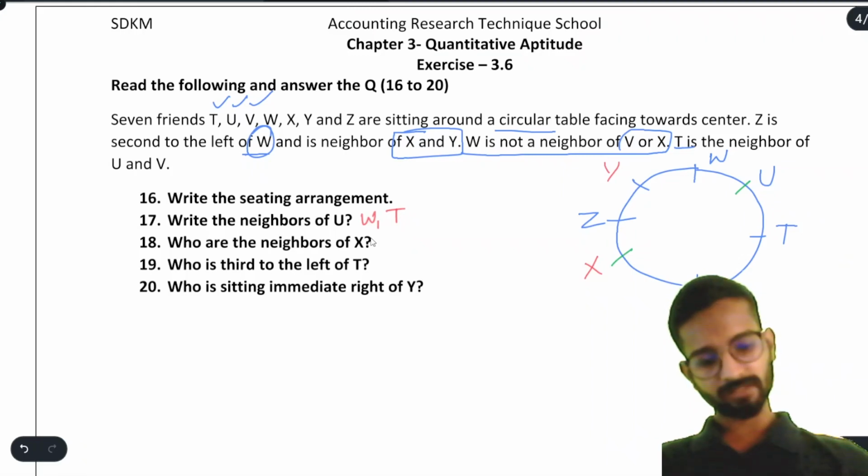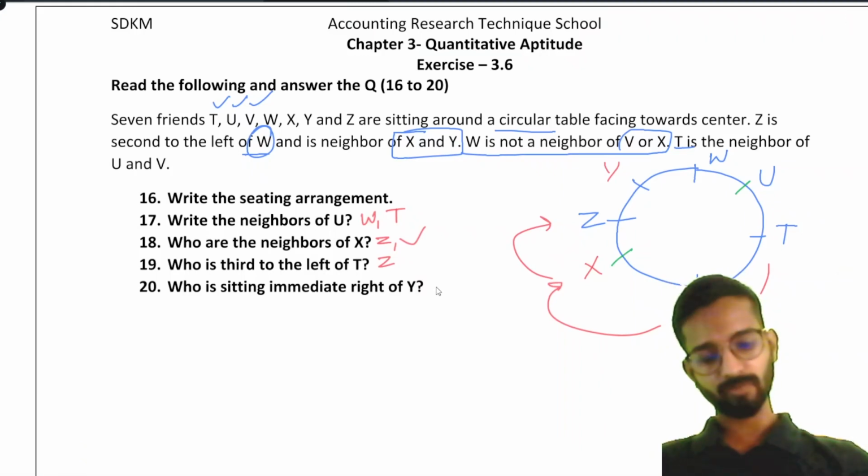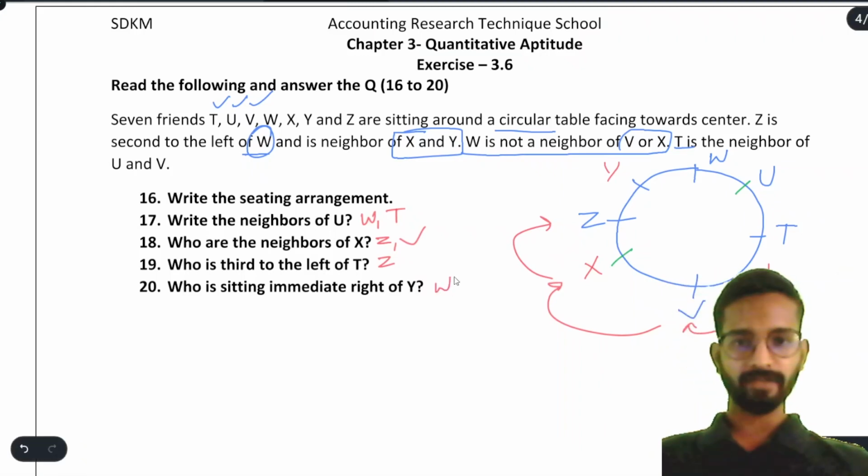Who are the neighbors of X, Z and V? Who is third to the left of T? 1, 2, 3, Z. Who is sitting immediate right of Y? W. Very simple.